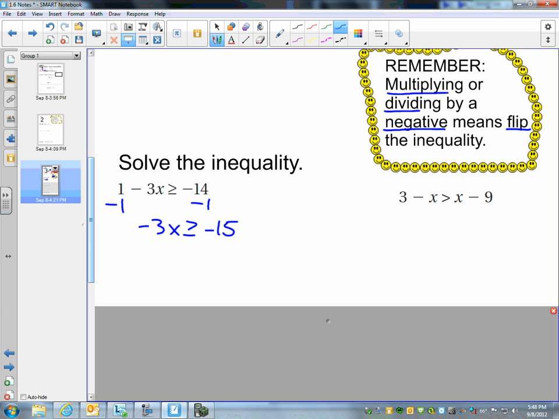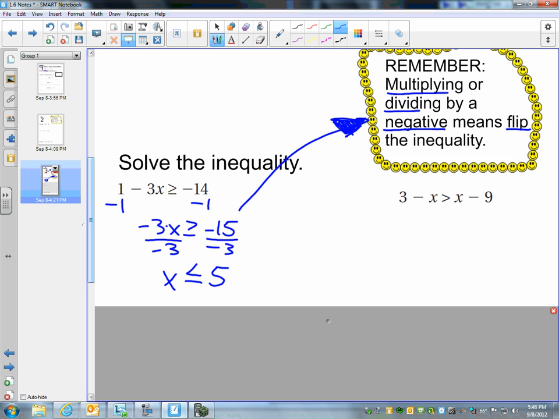Now, we have a -3 multiplied by x, so we're going to divide by a -3 on both sides, but we need to remember this big thing. This is really, really important. If you multiply or divide by a negative, you have to switch the sign. So we divided by a negative, so it's going to be x. This sign flips around, and 5. Negative signs kind of, again, make that whole number line switch around and go backwards. So that's the idea there.